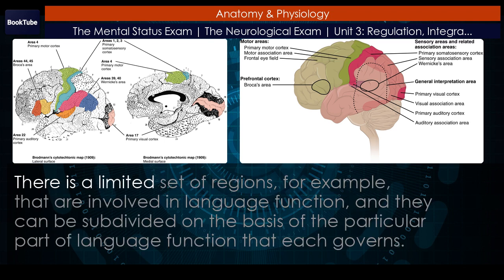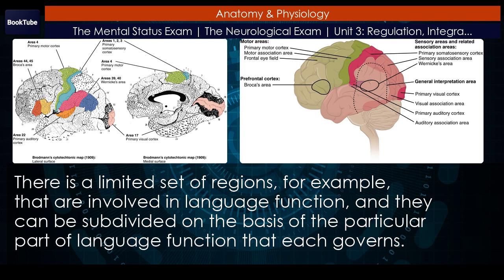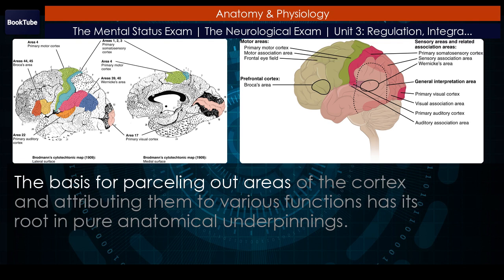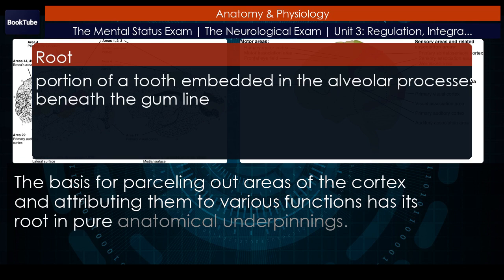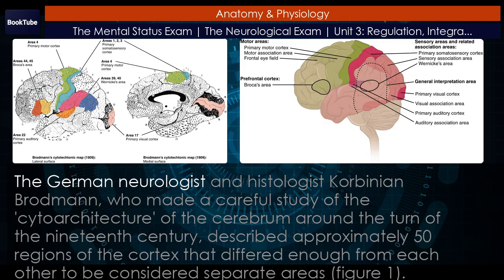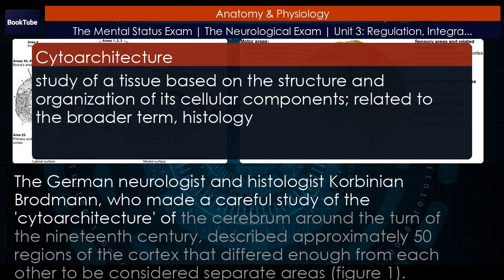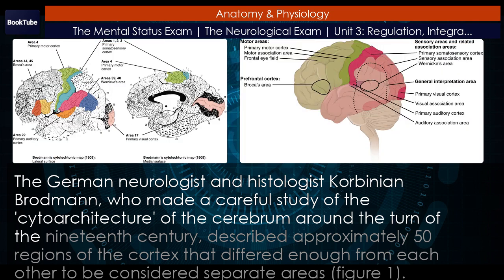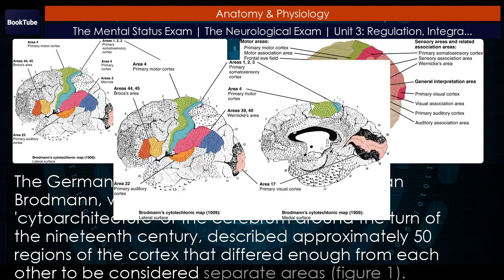There is a limited set of regions, for example, that are involved in language function, and they can be subdivided on the basis of the particular part of language function that each governs. The basis for parceling out areas of the cortex and attributing them to various functions has its root in pure anatomical underpinnings. The German neurologist and histologist Corbinian Brodmann, who made a careful study of the cytoarchitecture of the cerebrum around the turn of the 19th century, described approximately 50 regions of the cortex that differed enough from each other to be considered separate areas.